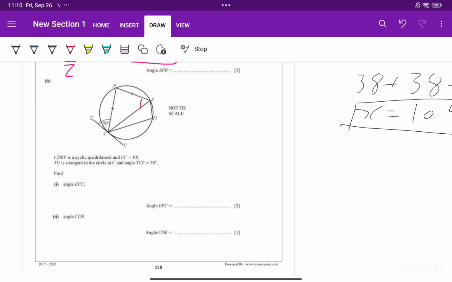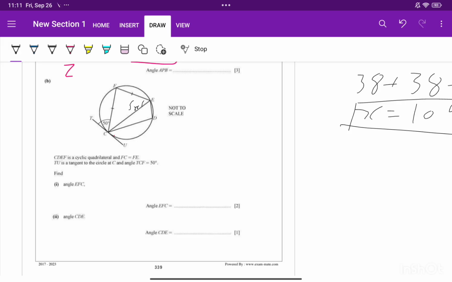So we need to find this angle EFC. Okay, FEC will be 50 degrees. Why? Because of the alternate segment theorem. Here TCE is 50 degrees, so because of that FEC will also be 50 degrees because of the alternate segment theorem. So this is 50 degrees.